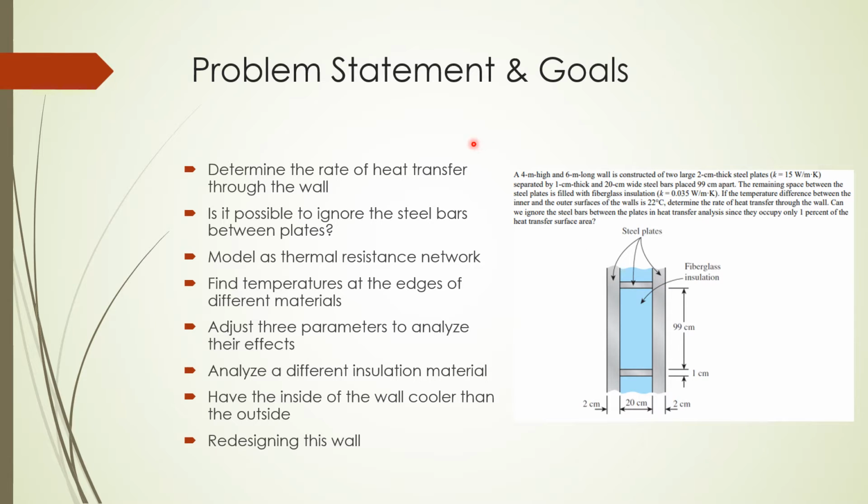So then we get into our goals and kind of what we're trying to look for. We want to determine the rate of heat transfer through the wall. And then, is it possible to ignore the steel bars between the plates? And we want to model this wall as a thermal resistance network. We want to find the temperatures at the edges of different materials. We want to adjust 3 parameters to analyze their effects and kind of optimize this wall and see what happens. We want to analyze a different insulation material instead of fiberglass to see if it'd be more beneficial or if fiberglass would be the best option for us right now.